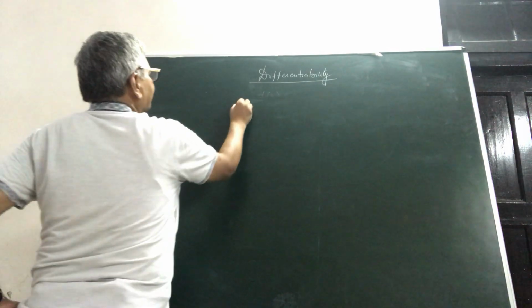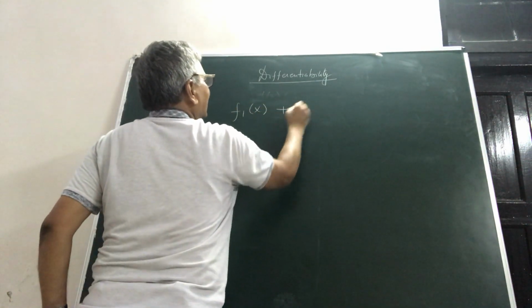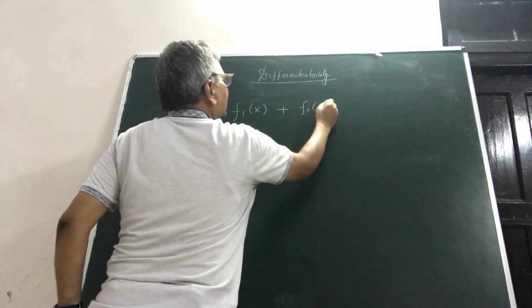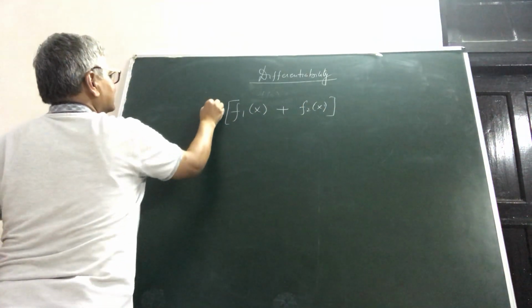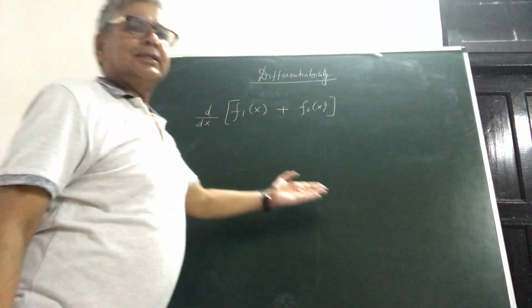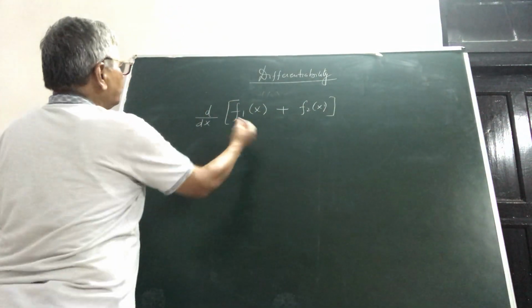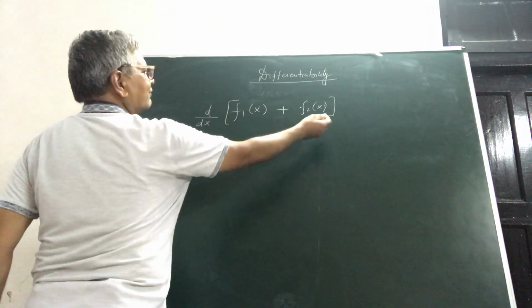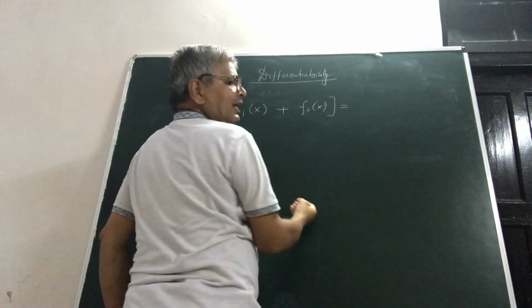Now see, suppose there are two functions, f1(x) and f2(x), and this is the sum of the two functions. You have to find its derivative, the derivative of the sum of two functions. Why is it equal to the sum of their individual derivatives? It's too simple to prove. Because if we take d by dx of f1(x) plus f2(x), what does it become?